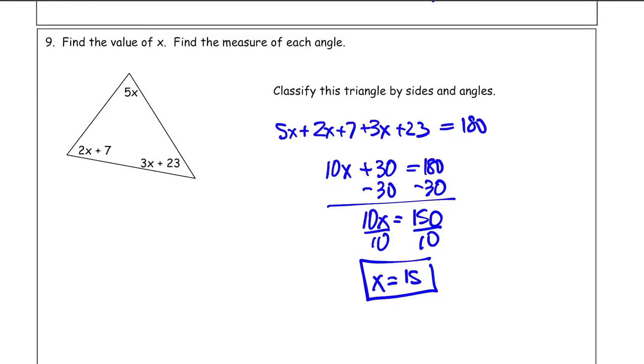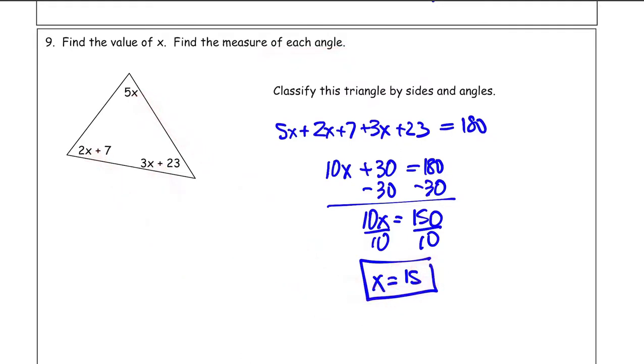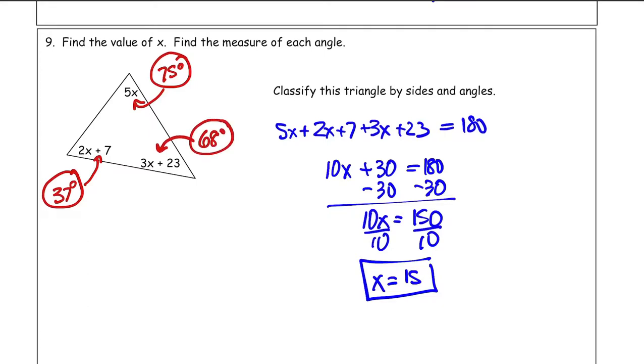Now it says find the measure of each angle. So what I'm going to do is plug in here, plug in there, and plug in there. Okay, so I would do this on the calculator. 5 times 15. All right, that's going to be 75. I'm not going to write it all out. This here is going to be 2 times 15, which is 30, plus 7. You can probably do that in your head. That's 37. 3 times 15, which is 45, plus 23. That's going to be 68. All right, so I did that.